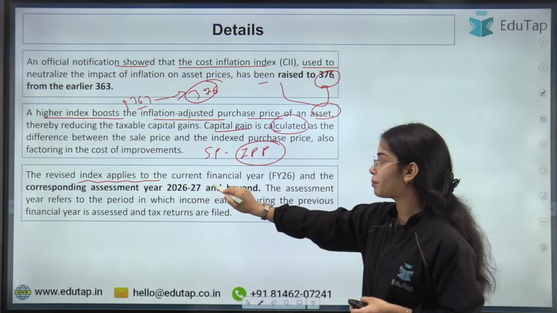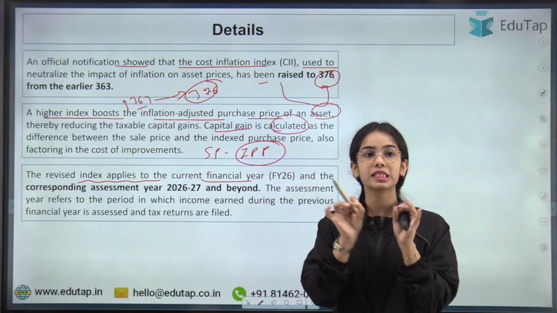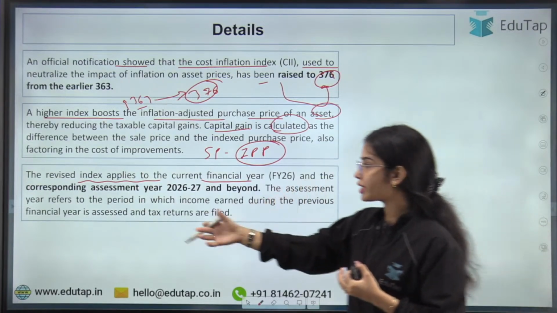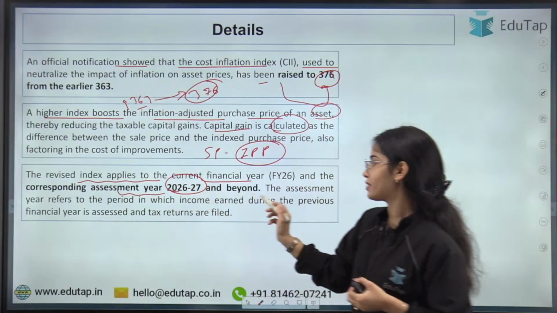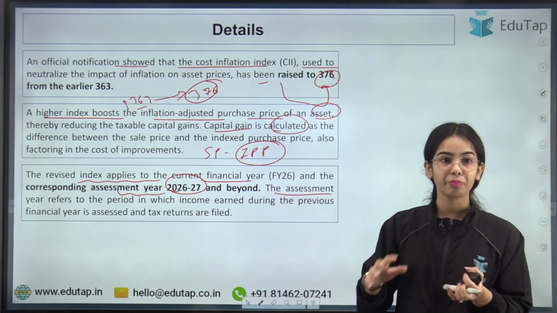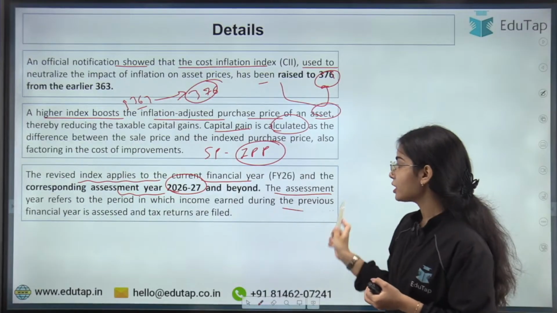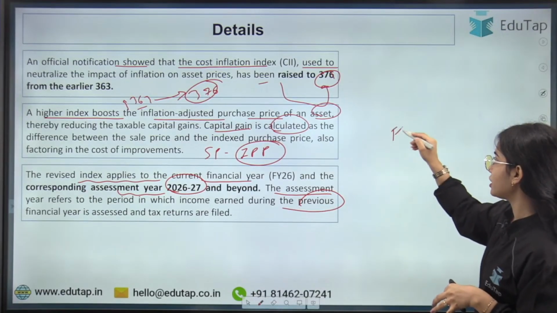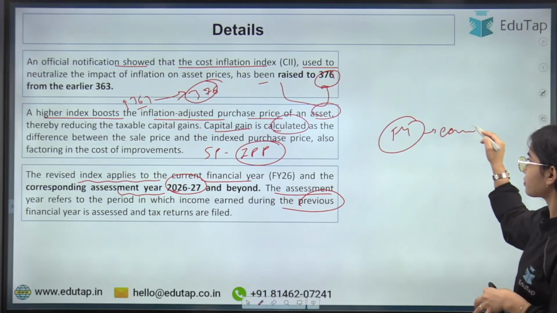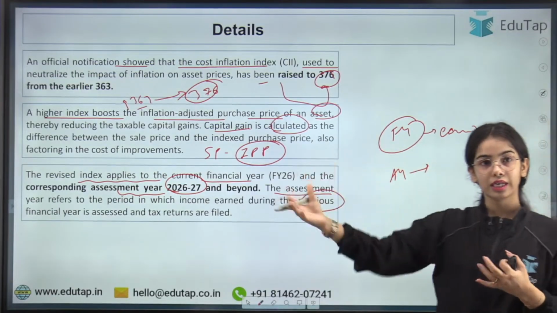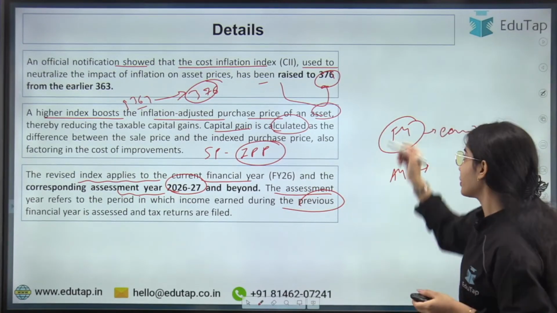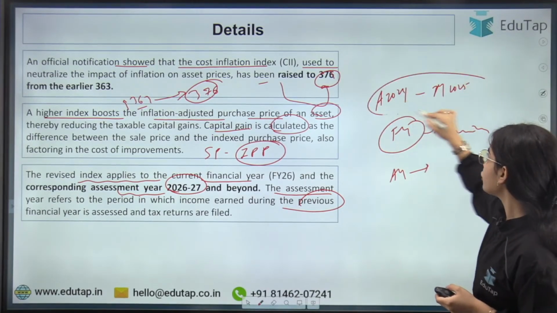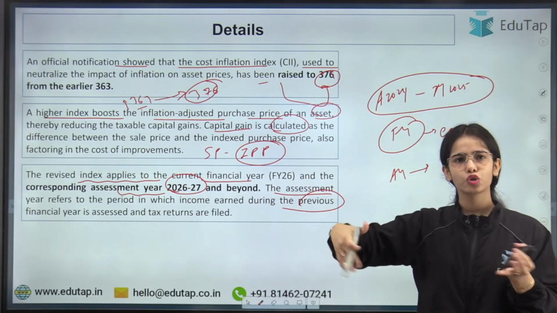Now, the revised index applies to the current financial year, that is financial year 2025-26, and the corresponding assessment year, that is 2026-27 and beyond. The assessment year refers to the period after the income is earned during the previous financial year. Like the people that have earned income from April 2024 till March 2025, they will file their income tax returns in June-July now.